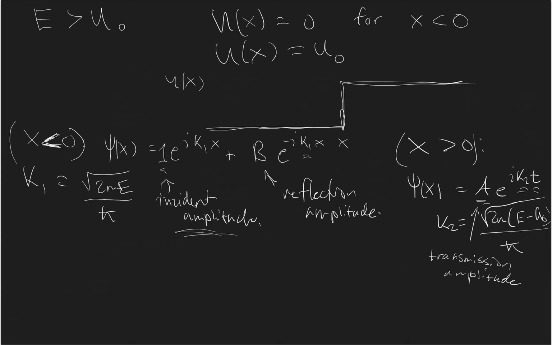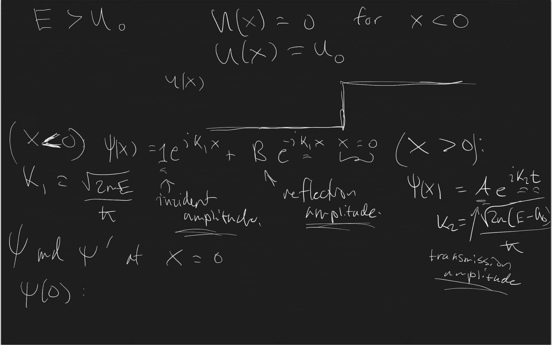So we have some incident amplitude, where we're just going to have it be 1, some reflection amplitude, and some transmission amplitude. Of course, we also need to assert the conditions for the Schrodinger equation that we talked about earlier, which was that psi and psi prime, or the derivative of psi, at x equals 0. Okay, so this is x equals 0.